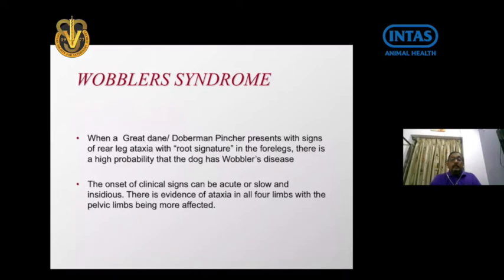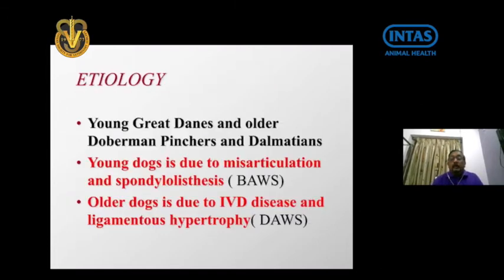Okay, wobblers. What's a wobbler? A wobbler is a wobbler. Okay, so you have root signature in the front leg, and you have ataxia of all four limbs. Okay, now young Great Danes and older Dobermans and Dalmatians, if you are going to get an ataxic gait or the animal's head carriage is a little down, you seriously need to look at wobbler syndrome. Okay, so wobbler, it can be BOS or DOS.